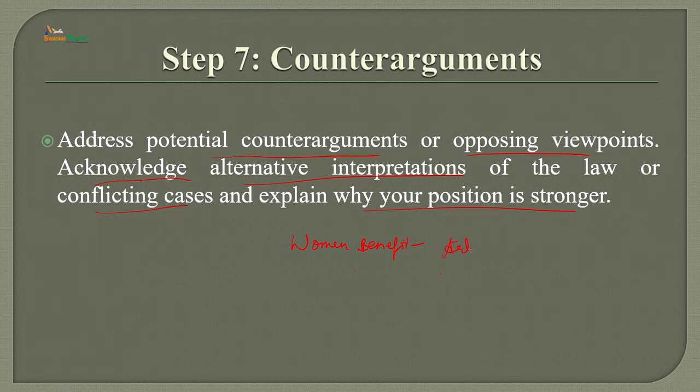Now in this condition, article 15, sub clause 3 has actually given the power to states. Article 15 clause 3 has given the power to states where they can make their own laws for women upliftment. So in that condition, you must come up with counter arguments that no, this thing is absolutely wrong. If the state has this power, then definitely it can bring about a change in women's status.